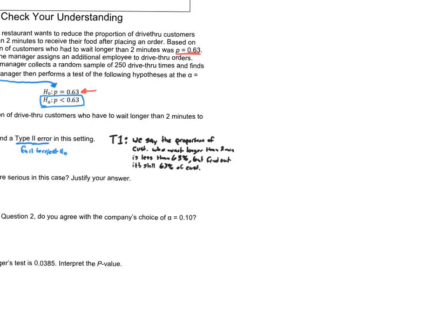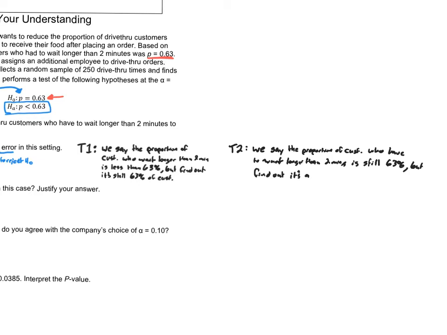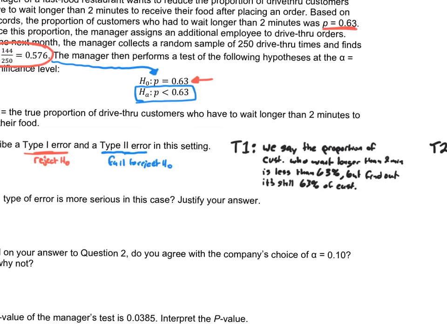Let's talk type 2 error. Let me put it over here. A type 2 error is the opposite. So type 2 is when we say the proportion of customers who have to wait longer than 2 minutes is still 63%, but find out it's actually less than 63%.